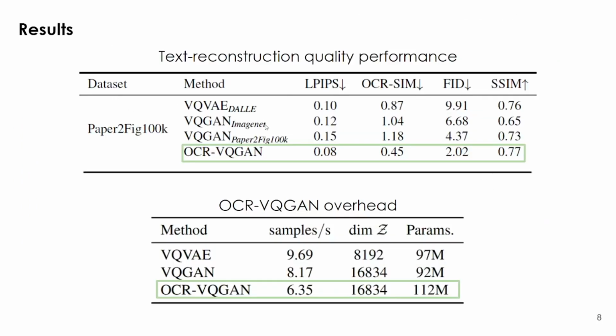Even with quantitative results, we see that OCR-VQGAN outperforms other methods such as the vanilla VQGAN and VQGAN from DALL-E in terms of reconstruction metrics. And also, without adding much overhead, we see that we decrease by around 2 samples per second and add 20 million parameters to the VQGAN.